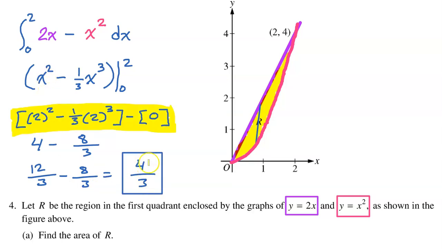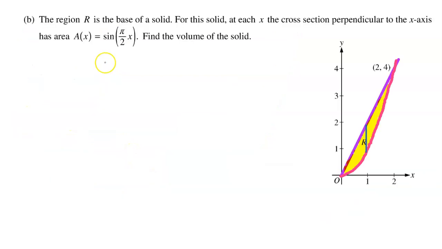So 4 over 3 is the simplified answer to part A, but please understand that you can leave your answer in this yellow form for a free response question and still get full credit. And in many cases, you might want to leave it like this instead of simplifying to avoid the chance of making a careless mistake in the simplification process.